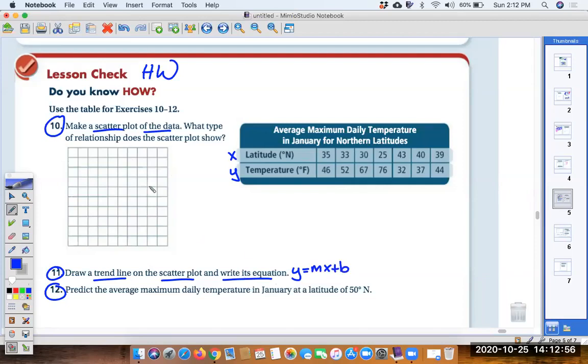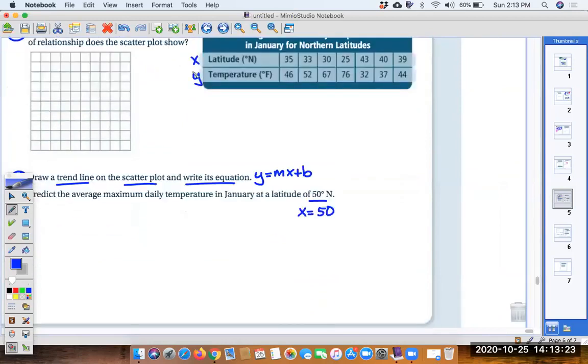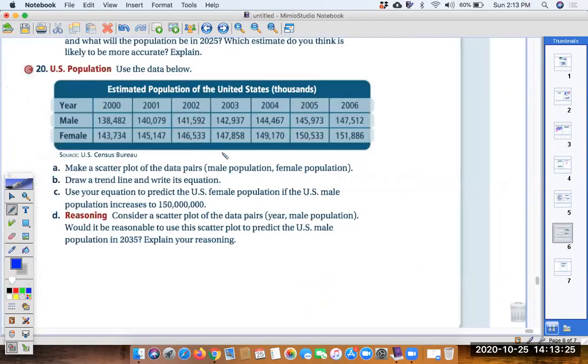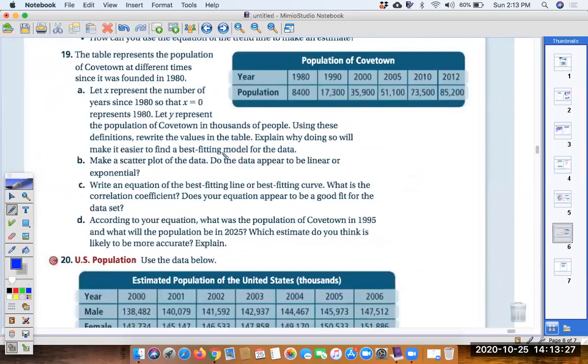I want you to do it by hand first, and then you can use Desmos to see if you did it right. Then you're going to predict the average maximum daily temperature at a latitude of 50. So you're going to put in 50 for X and find the Y, and that'll give you that average temperature. Okay, now next page, we have number 13.